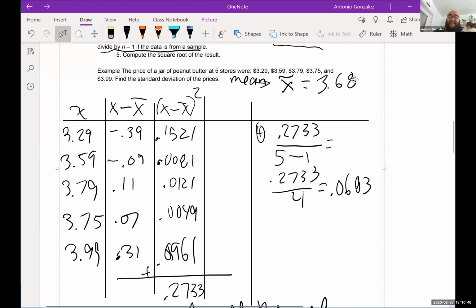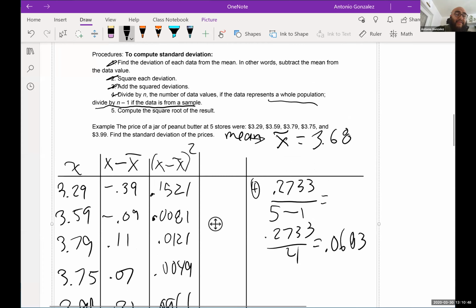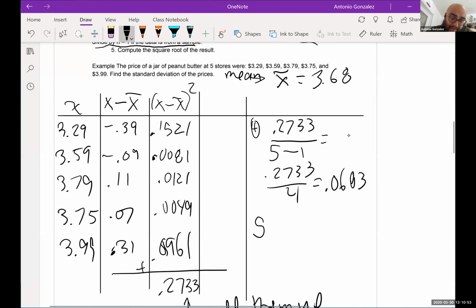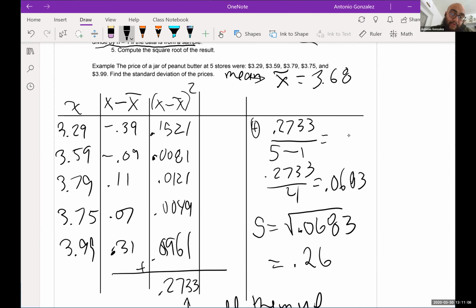And then lastly, in step 5, the standard deviation, we'll call it S for now, is the square root of that number. So the standard deviation is 0.26. And again, this is the same units as our data values, so 0.26 dollars, or 26 cents, is our variation.